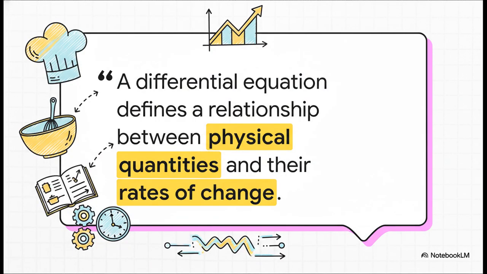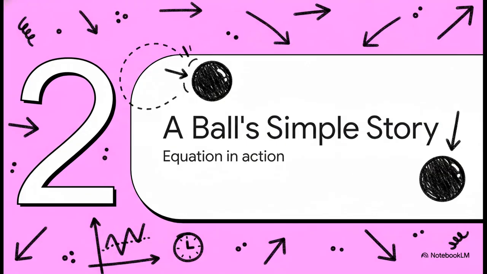A great way to think about it is like a recipe. The equation doesn't just tell you the final result. No, it gives you the step-by-step instructions for how the system evolves over time, all based on where it is right now. It's a recipe for change itself. Okay, so that's the theory. But to really get a feel for this, we need a simple, real-world example. So let's look at a ball's simple story and actually see one of these equations in action.